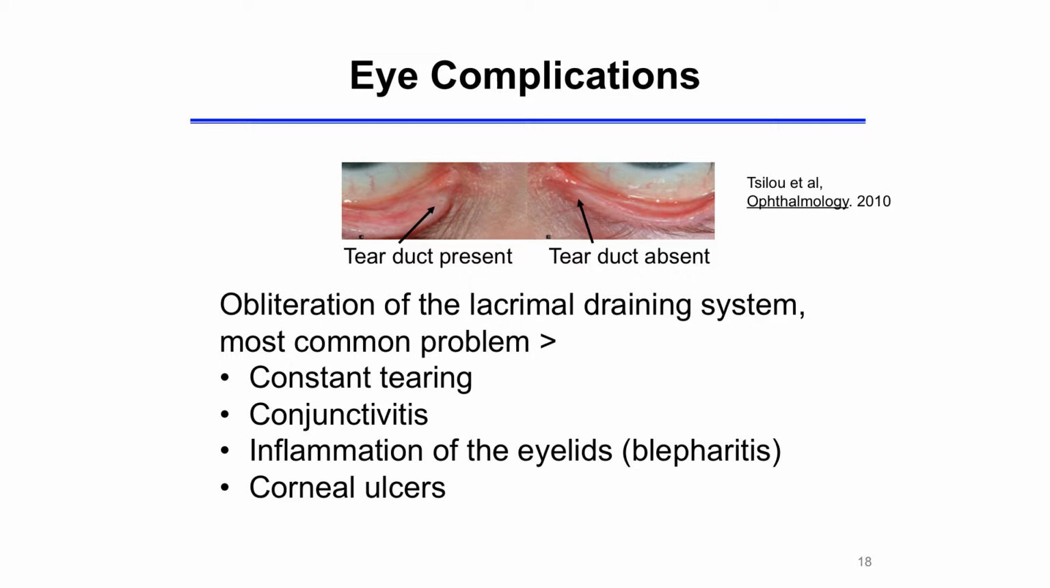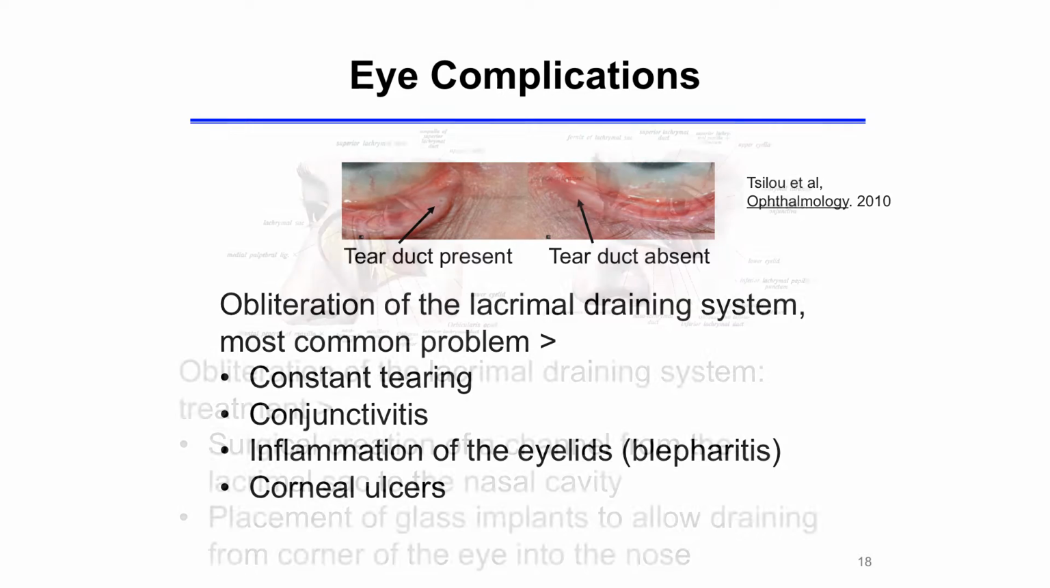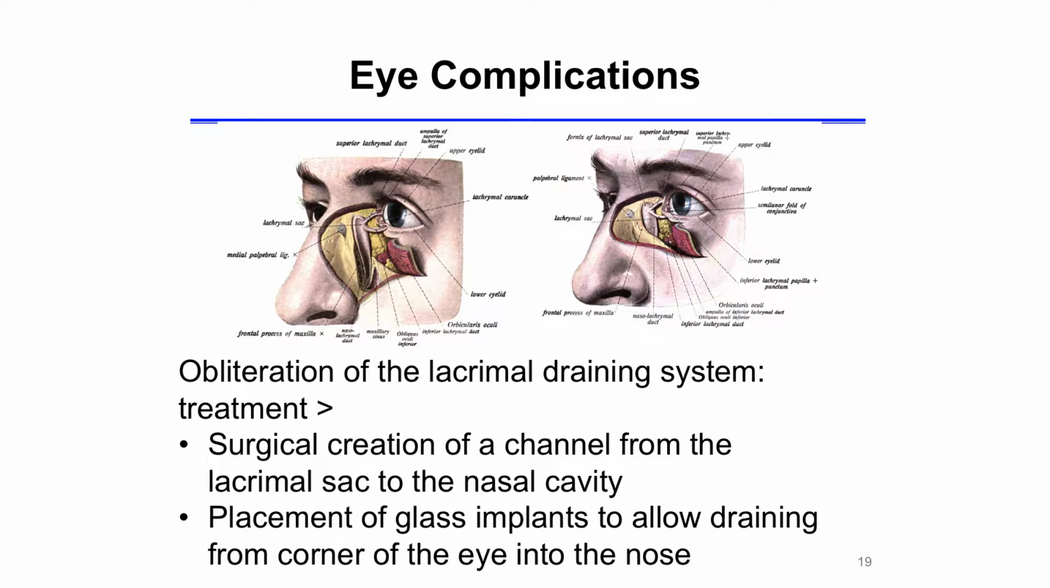Now that constant tearing can lead to some inflammation of the lining of the eye, conjunctivitis. It can lead to inflammation of the eyelids. The fancy term for that is blepharitis. And it can lead to ulcerations of the cornea, which can affect vision and would not be good for your vision. This is just a picture of these ducts, and they drain into the sac, which drains into the nose. Here's another picture of it here.